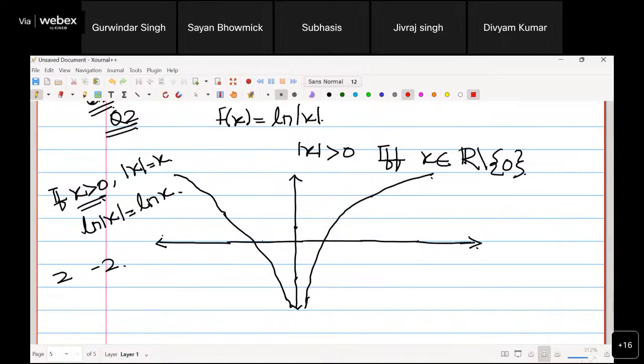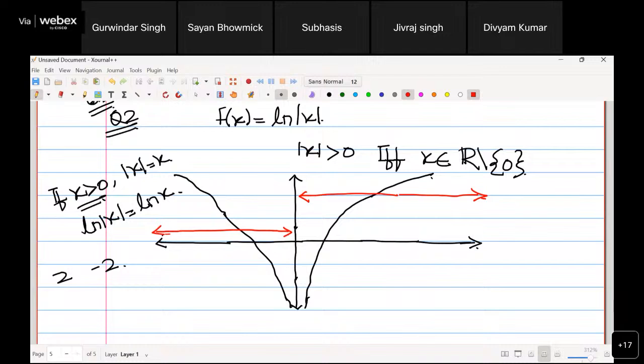If you see in the negative part of the x-axis, this is decreasing. And in the positive part of the x-axis, it is increasing. So it shows a different kind of behavior in both parts of the x-axis. As a whole, the function is not increasing.